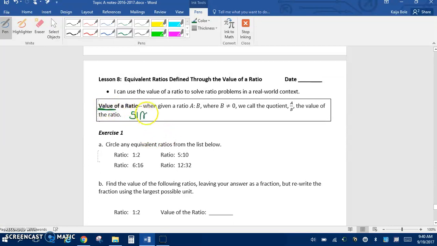So write yourself a note here. Simplify the ratio. Alright, that's all that value really means.